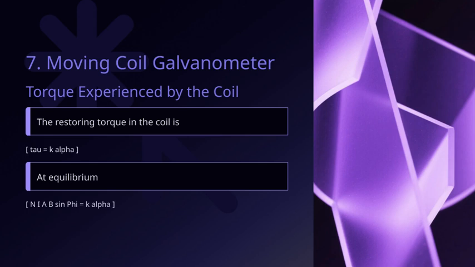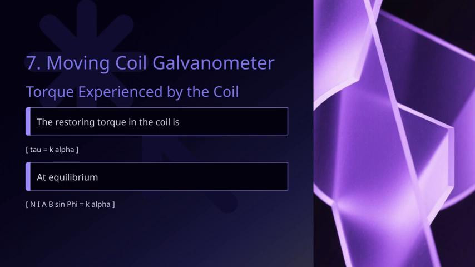Now, focusing on the restoring torque in the coil, it's what brings the coil back to its original position when the current stops. This torque is proportional to the angle alpha, and the constant of proportionality is K, the torsion constant of the spring or suspension. When the coil experiences a current, it feels this magnetic torque, causing it to rotate. The amount it rotates depends on the balance between this magnetic torque and the restoring torque.